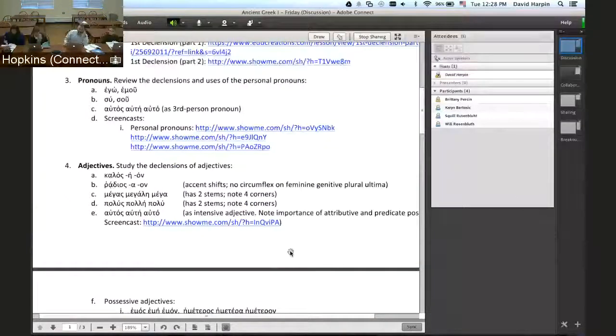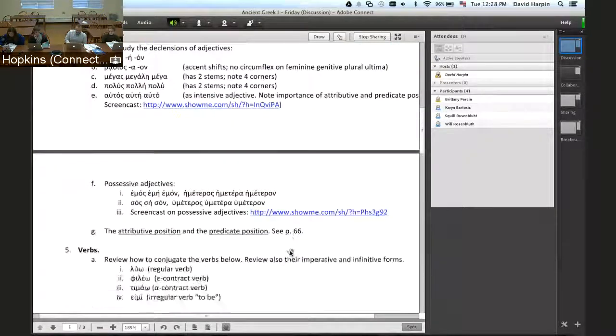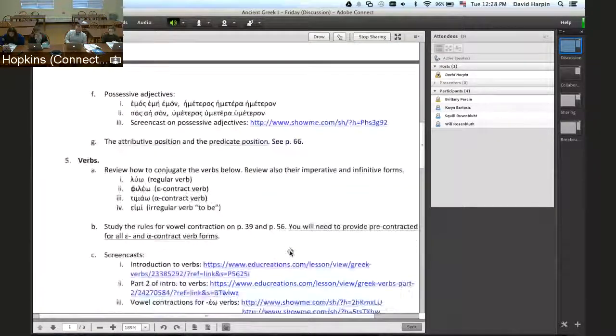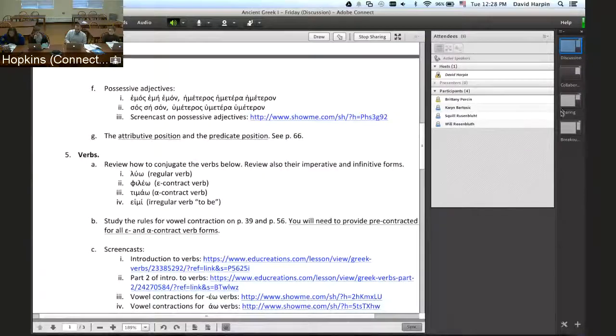I will say, I'm looking at adjectives on the screen right now. I will say that a lot of you have made mistakes with polus, polé, pollu, forgetting that the four corners have one lambda only, not two. Okay, so you want to remember that. Anything other than that? The possessive adjectives.